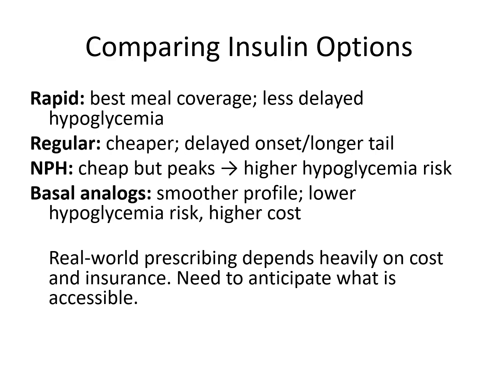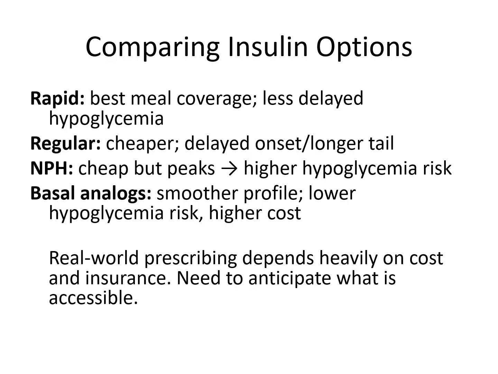NPH, also very inexpensive, but has that pronounced peak. And that peak increases hypoglycemia risk, especially overnight, which makes it less predictable than our basal analogs. And then finally, our basal analogs, like glargine, have that smoother profile and lower hypoglycemia risk, but they are typically more expensive. So this brings us to real world prescribing.